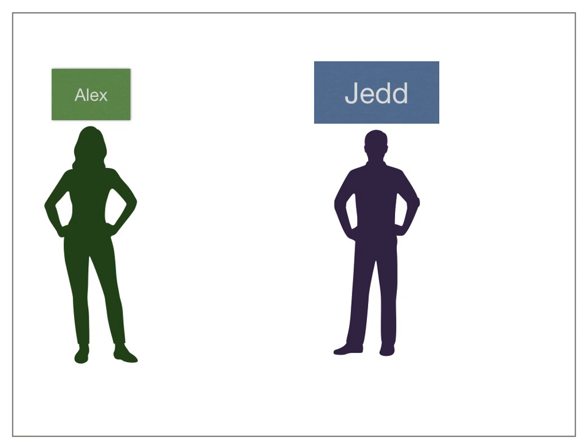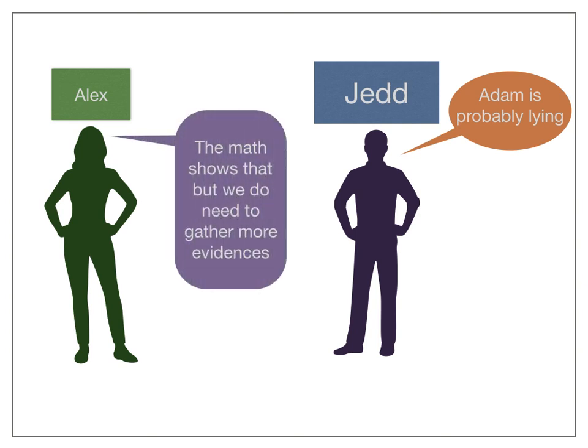Then Jed engaged in a conversation with Alex right after to discuss his recent discovery. He said, "Based on our current findings, I believe that Adam is likely being untruthful." Alex said, "Yeah, the math shows that, but we do need to gather more evidence before making a conclusion."